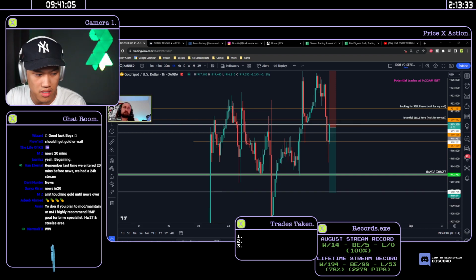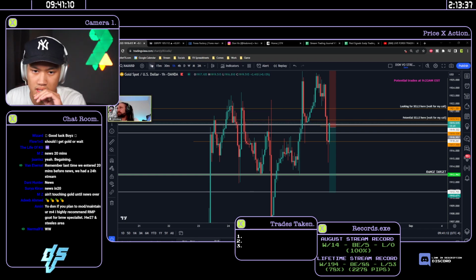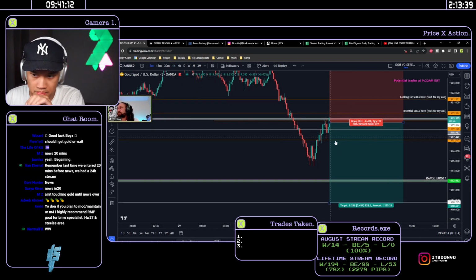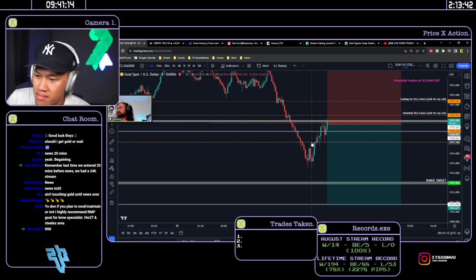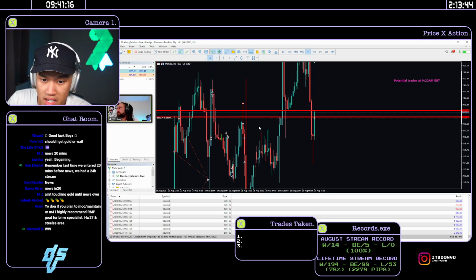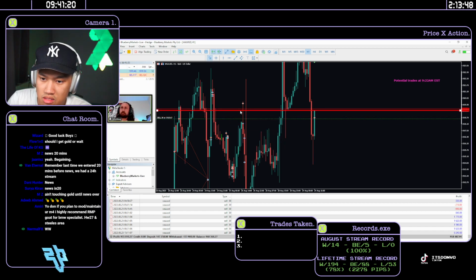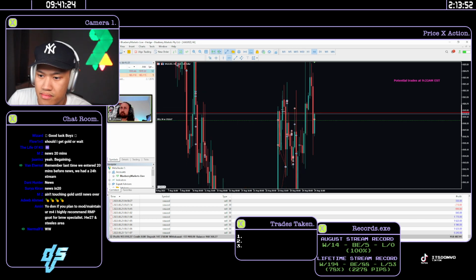Move stop loss to break even. At break even, the point will probably be here, chat. It'll probably be 1917. What was my entry? 18.67. Yeah, so break even will likely be this point right here.